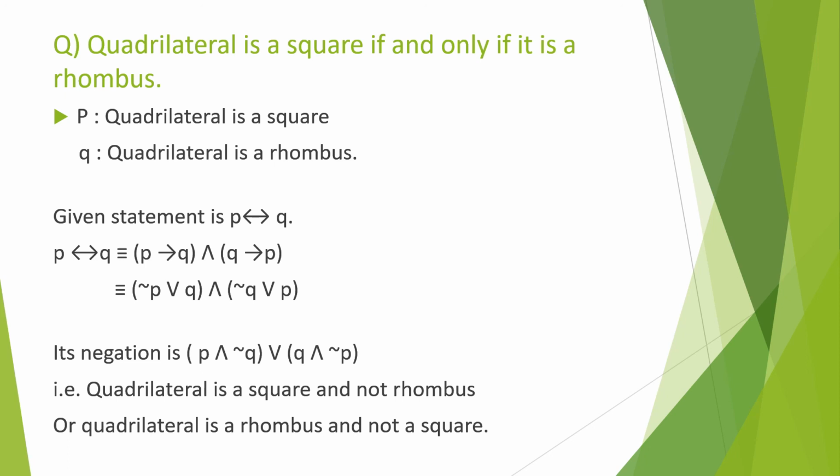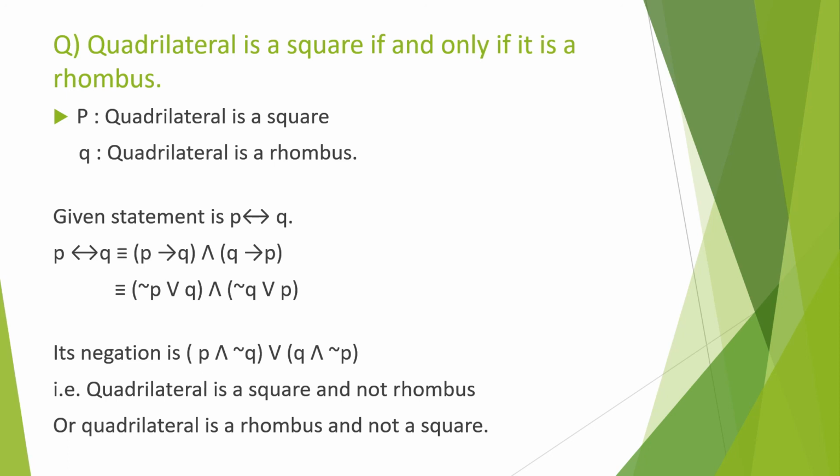Now, P if and only if Q means P implies Q and Q implies P. P implies Q is logically equivalent to negation P or Q. Similarly, Q implies P is logically equivalent to negation Q or P. Therefore, P if and only if Q is logically equivalent to (negation P or Q) and (negation Q or P). Now we have converted the biconditional statement into a statement which contains negation, conjunction and disjunction. So now we can apply the rule for negation.